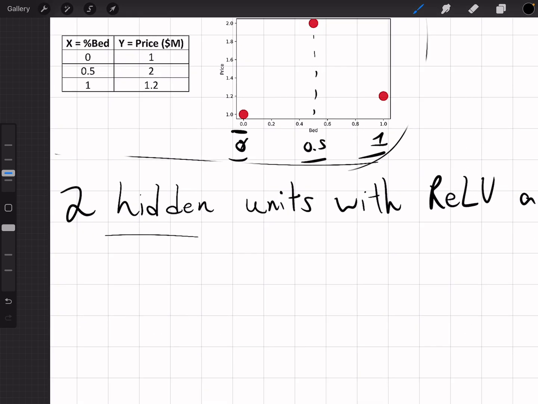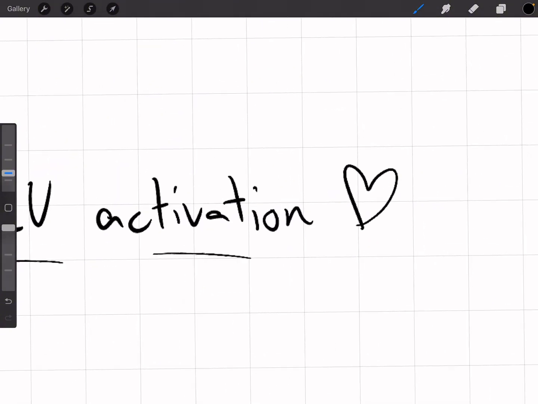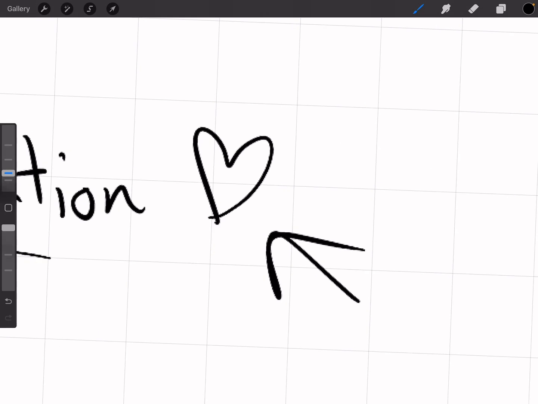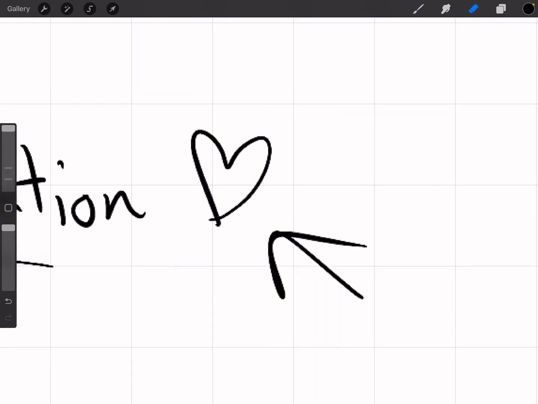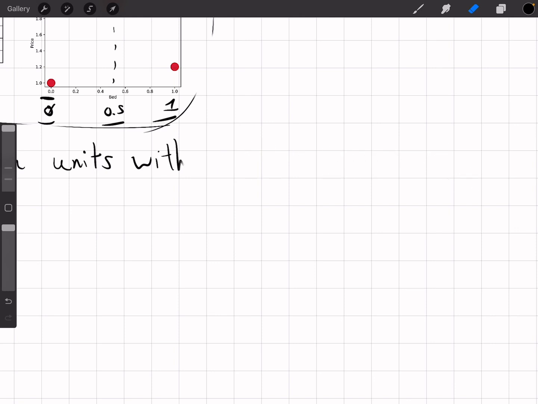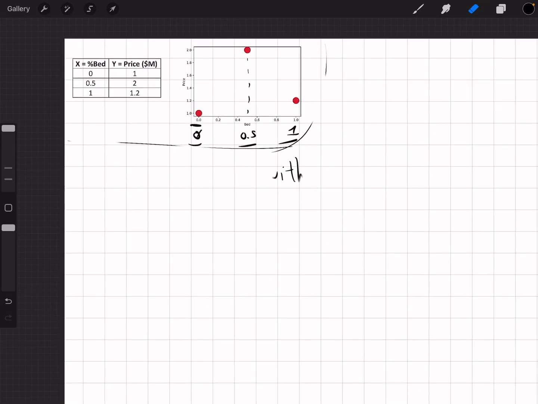We got 2 hidden units with ReLU activation, and there's a heart beside here. You know why. I know I get a little cheeky at times, but everyone knows why. If you've used ReLU activation, you know why there's a heart there, okay? And you know why there wasn't a heart beside, God, I don't even remember his name. He's like my ex, essentially, the Sigmoid. But anyway, we're going on with it.